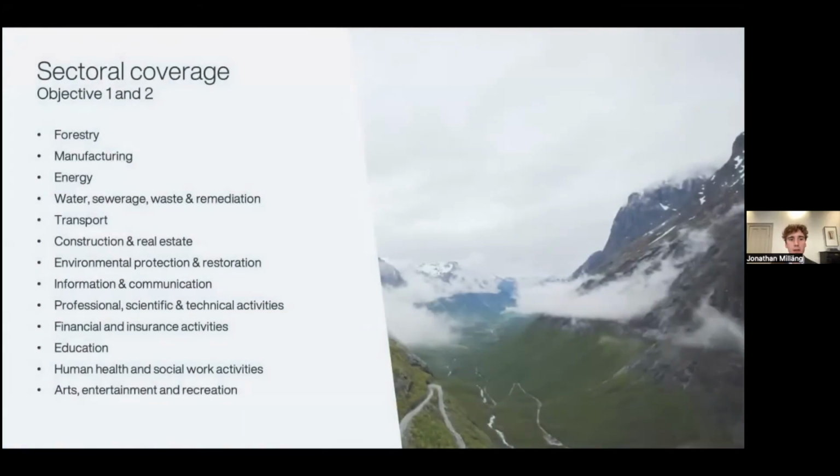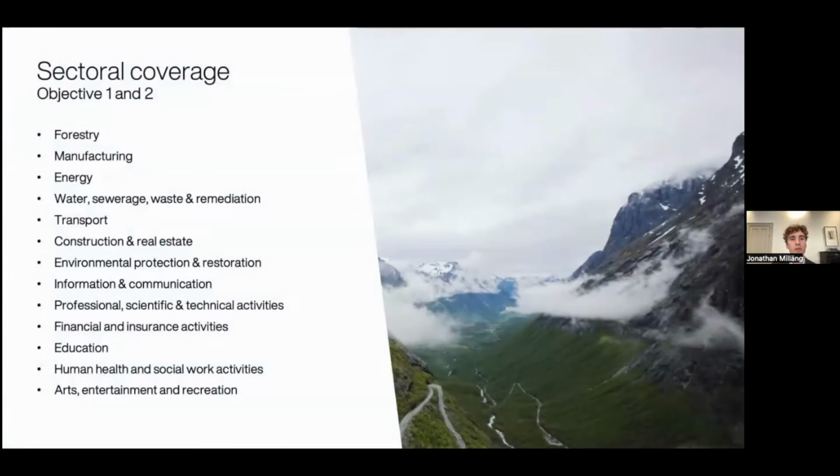So the sectors that are currently included for objectives 1 and 2, which are climate change mitigation and adaptation, are listed here. As you can see, many of them are quite emissions intensive. So the EU taxonomy really focuses on the sectors and industries that are the most emissions intensive. A lot of people have thought that if you are an activity that is included in the EU taxonomy, you are for some reason more green or sustainable, but it's actually quite the opposite.